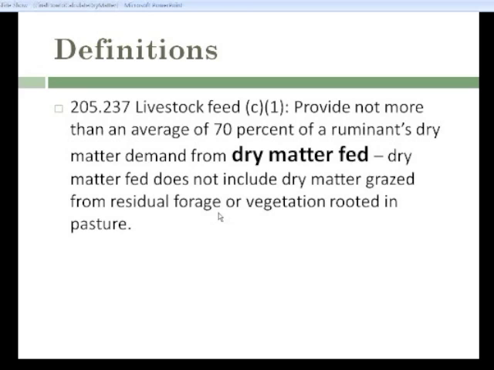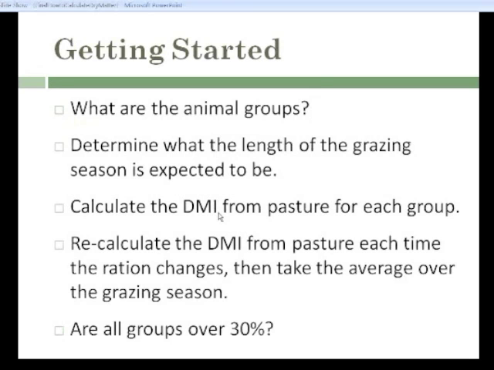This is a practice that's done in some parts of the country, where clipping the pasture and letting it wilt for a few hours or half a day before grazing increases the palatability of the plants. And as long as that material is left right there in the same pasture, right where it was clipped, that counts as pasture dry matter intake. But if you clip it and bring it into the feedlot or into the barn and feed it, then it's considered green chop and it no longer counts as pasture.